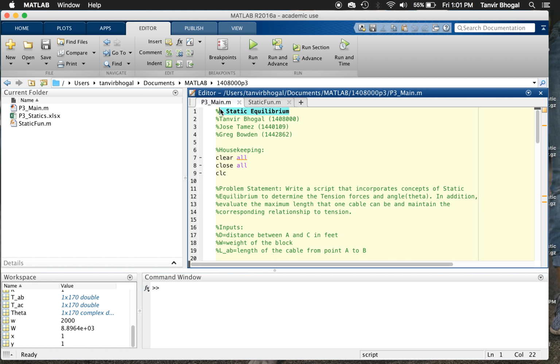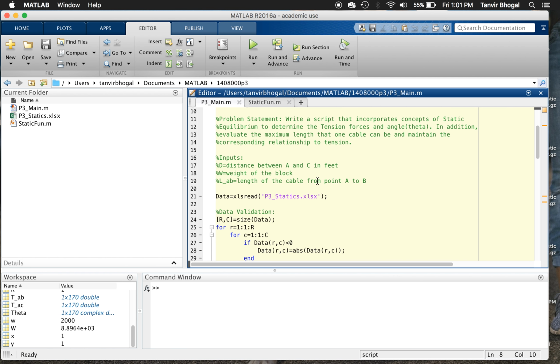The static equilibrium title. We added our names and PeopleSoft IDs, and we went ahead and initialized our housekeeping commands, which are clear all, close all, and clc. We needed the close all because of our plot. We also incorporated our problem statement and have everything nice and neat.